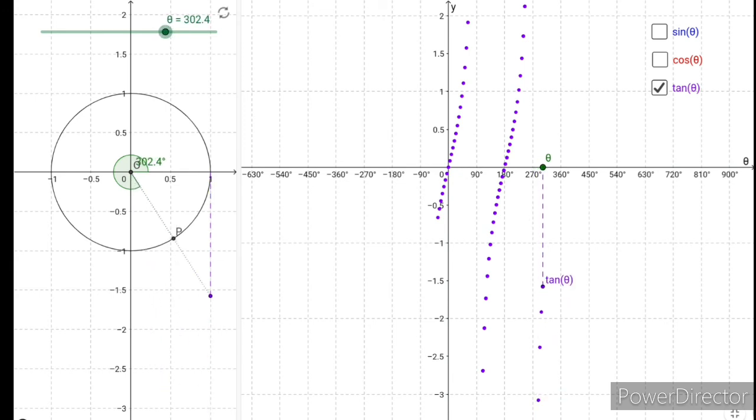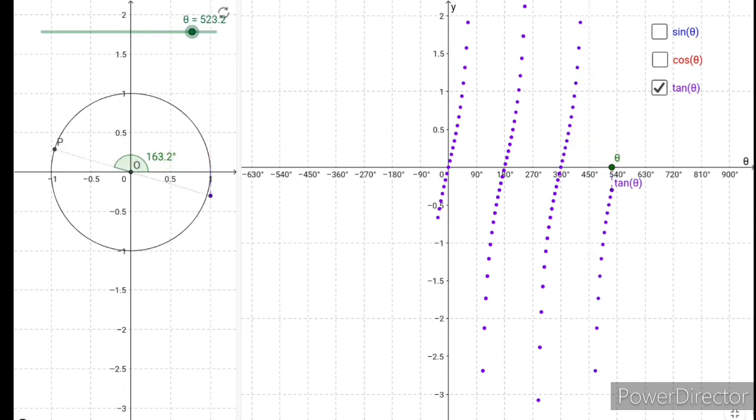Now I keep on increasing from 270 to 360. Again, tan theta keeps on increasing, because a negative of a larger value is smaller, whereas a negative of a smaller value is larger. So the length of this dotted blue line is decreasing, but it is in the negative direction. So tan theta keeps on increasing. At 360, it becomes 0. Again, what happens after 360? It repeats the same trend.